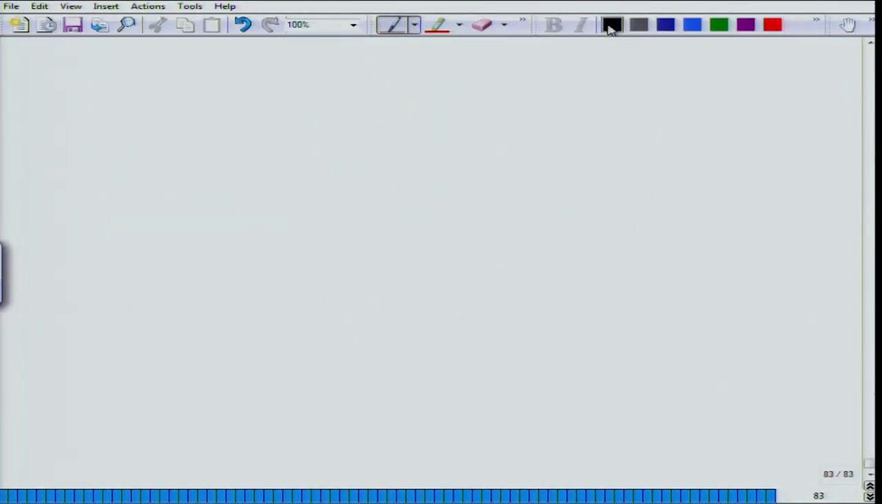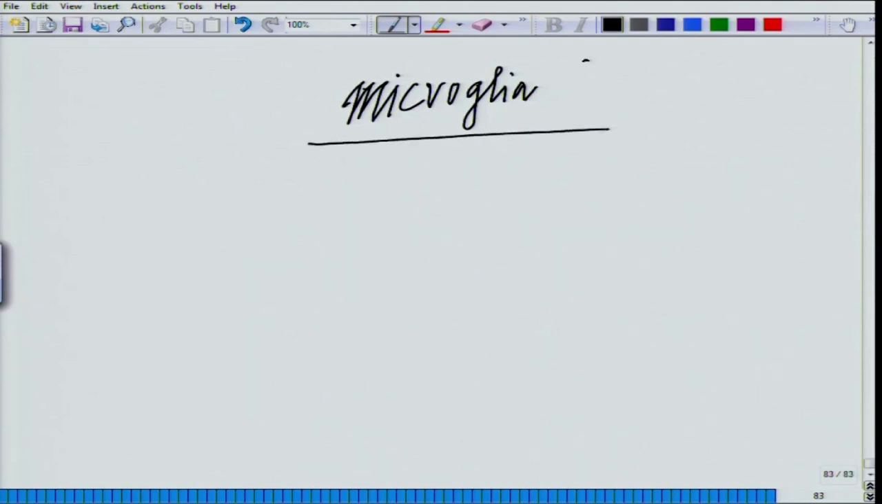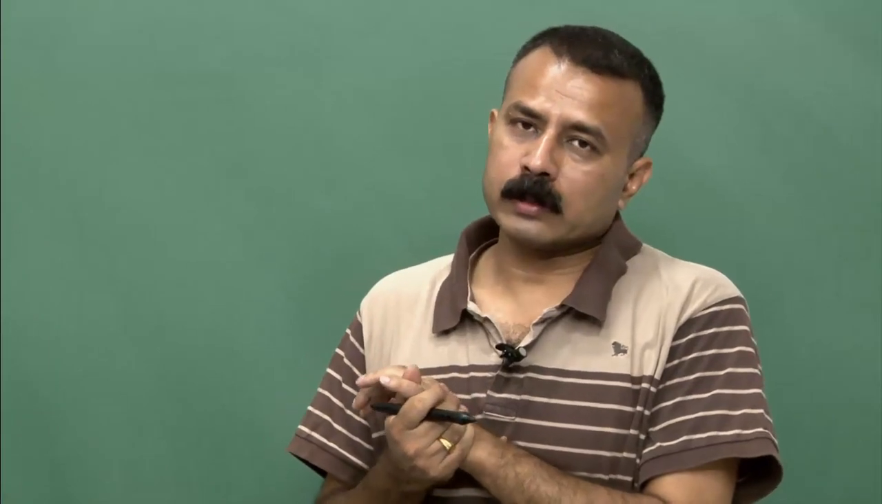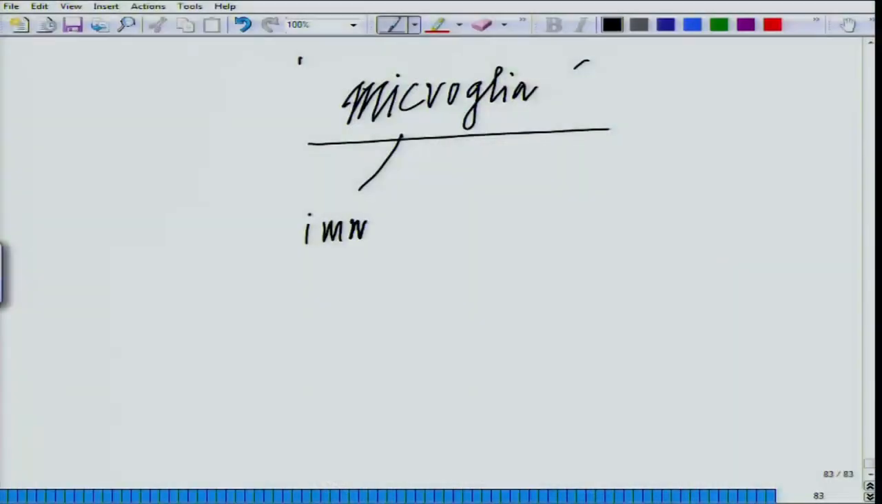And one more in that same line, which we haven't talked about, is the microglia. These are some specialized cells, and there are a lot of controversies whether they should be part of the nervous system or part of the immune system, because these are the cells which can be termed as the immune cells of the nervous system.